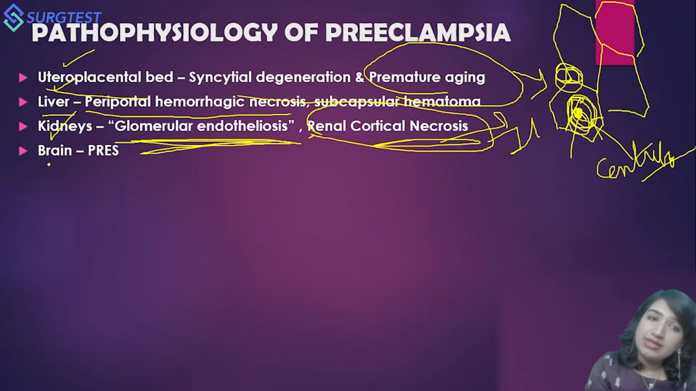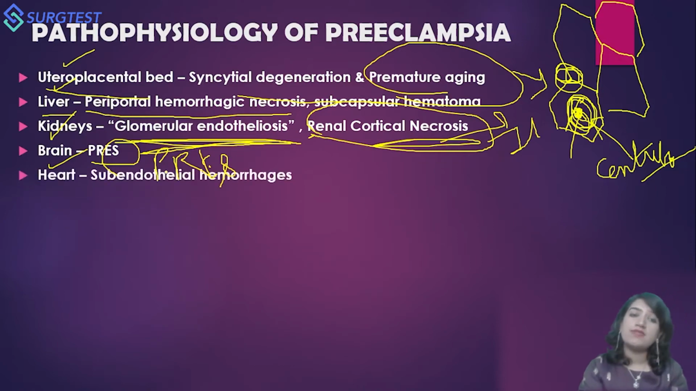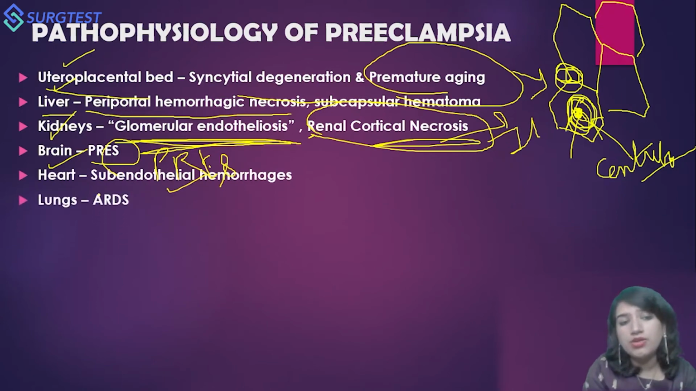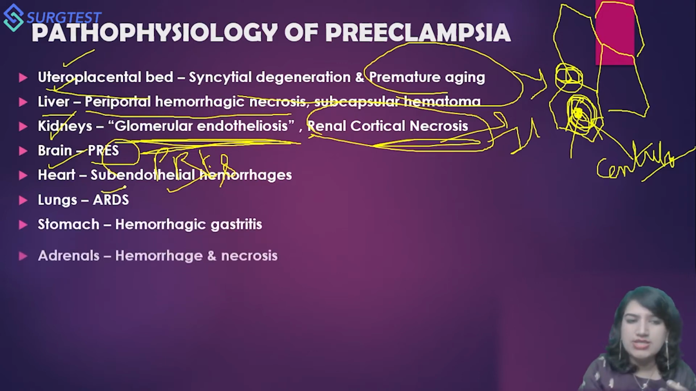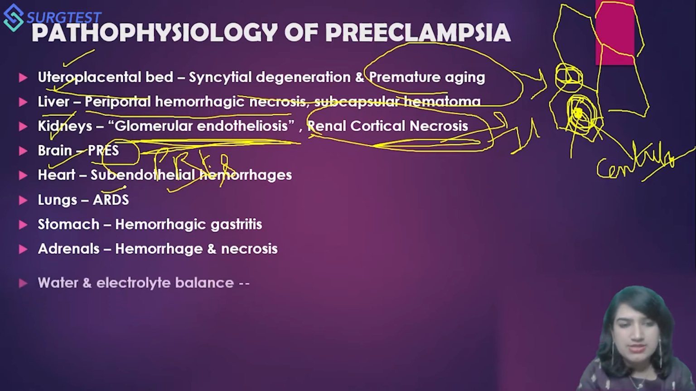Now, in the brain, there's something called PRES, that is posterior reversible encephalopathy syndrome. I'll be discussing it in detail later. In the heart, you can have subendocardial and subendothelial hemorrhages; acute respiratory distress syndrome in the lungs; hemorrhagic gastritis in the stomach; and hemorrhage like the Waterhouse-Friderichsen syndrome in the adrenals.